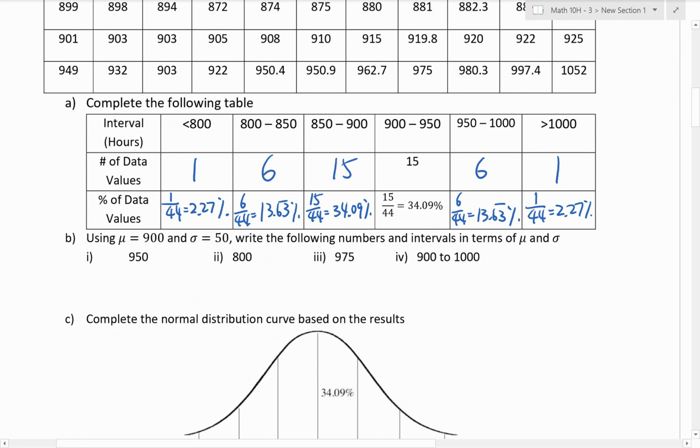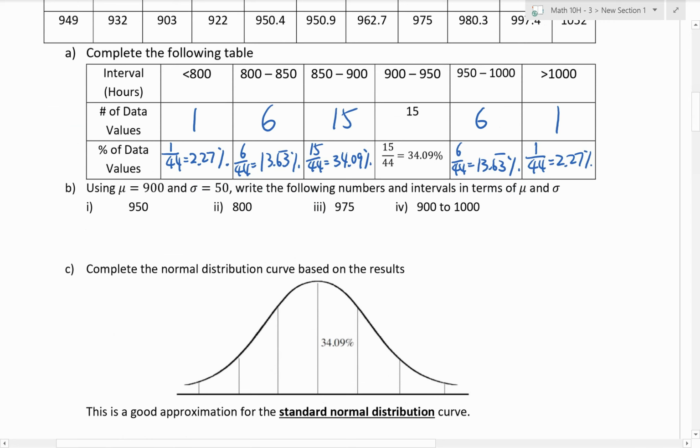If you complete it, this is what you should get. You can see this is symmetrical, right? You got 1, 6, 15, and then 15, 6, 1. So it's a nice curve. And this curve really is shown in part C right here. So this is what we call a normal curve.